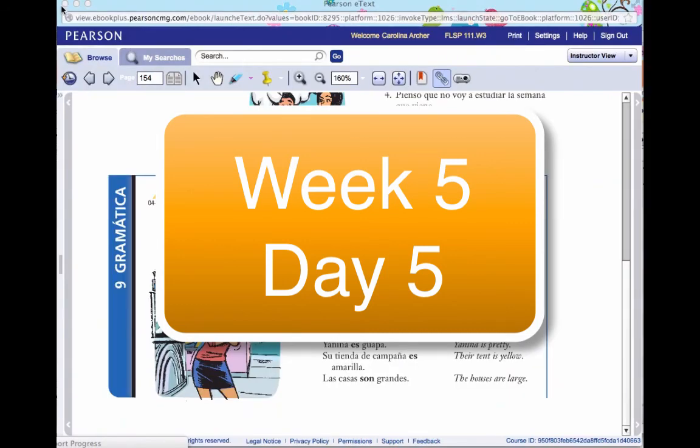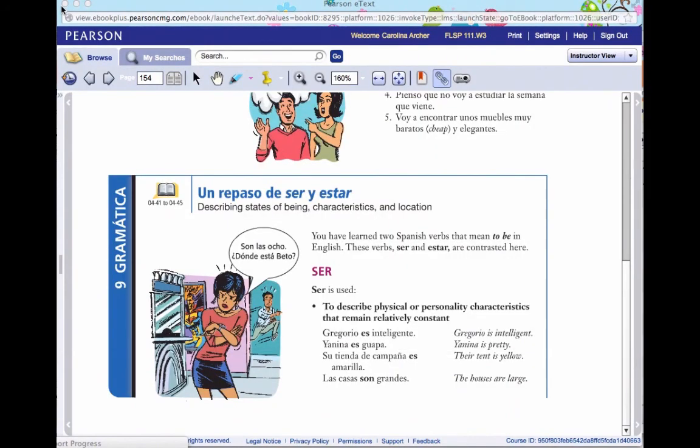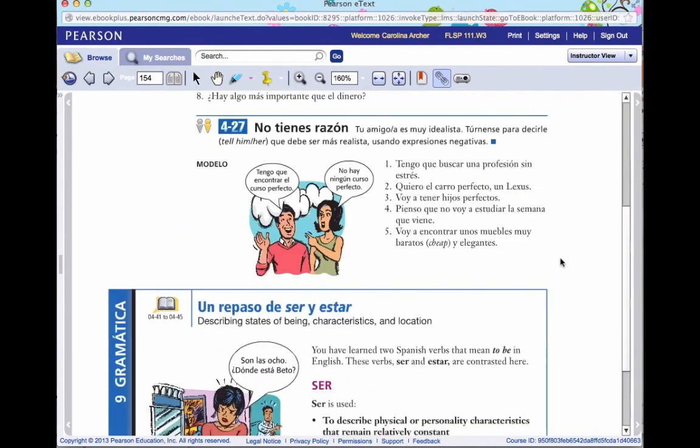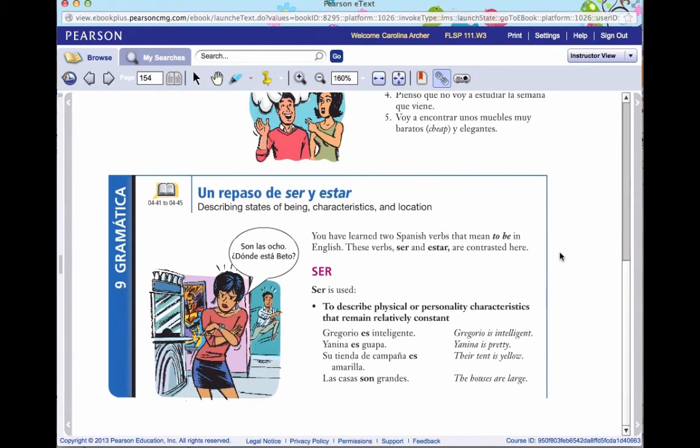Vamos a terminar el capítulo 4 y vamos a estar en la página 154. Okay, so yesterday we covered negative and affirmative expressions, and I hope that you got some really good practice. Like I said, it takes time to get used to how those work in Spanish. But I hope that the website that I showed you was helpful to you. And today all we're going to do is just review ser and estar, and when to use one and when to use the other, to describe the states of being, characteristics, and location.